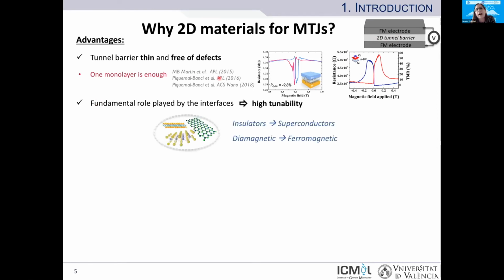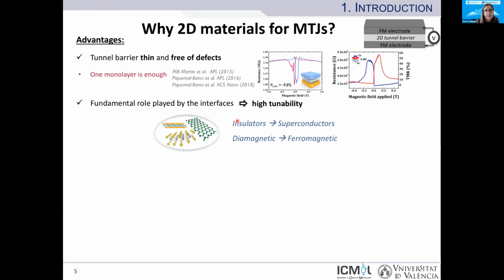But as I was telling you, interfaces play a fundamental role in these devices. And 2D materials offer us a wide range of properties, from insulator to superconductor, from diamagnetic to ferromagnetic, allowing a very large range of tunability.